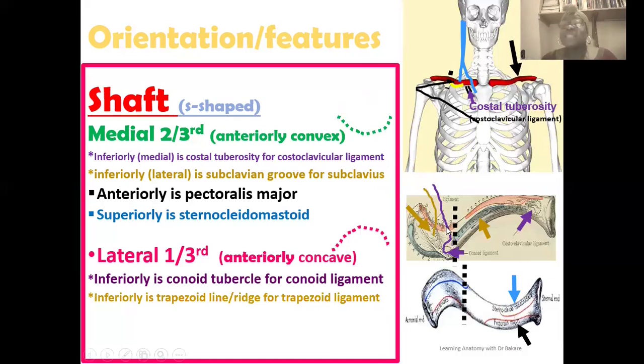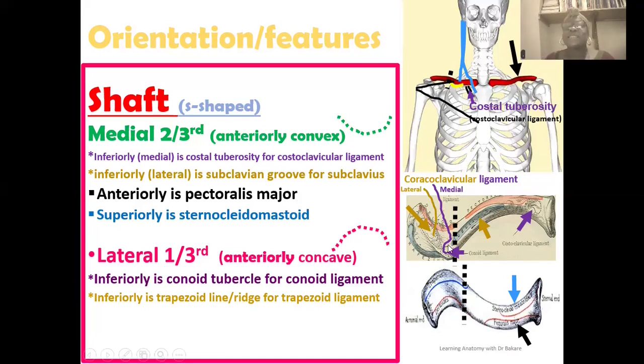The conoid ligament that emerges from the conoid tubercle, and also the trapezoid ligament that emerges from the trapezoid line or ridge, come together to form the coracoclavicular ligament. Remember, we described this coracoclavicular ligament in our previous lecture on the scapula. We said that this ligament connects the coracoid process of the scapula to the clavicle, and it is structurally made up of the conoid ligament and the trapezoid ligament. So you have the conoid ligament forming the medial portion of the coracoclavicular ligament, and the trapezoid ligament forming the lateral portion.